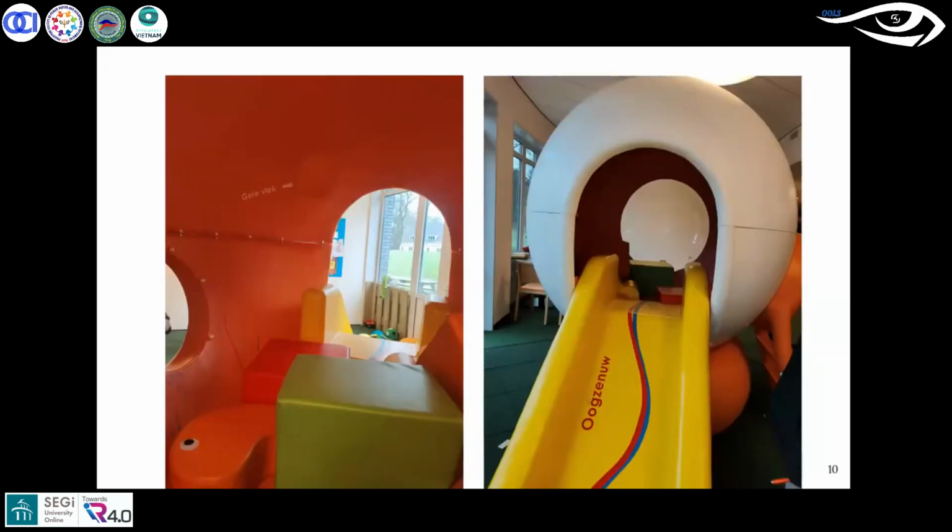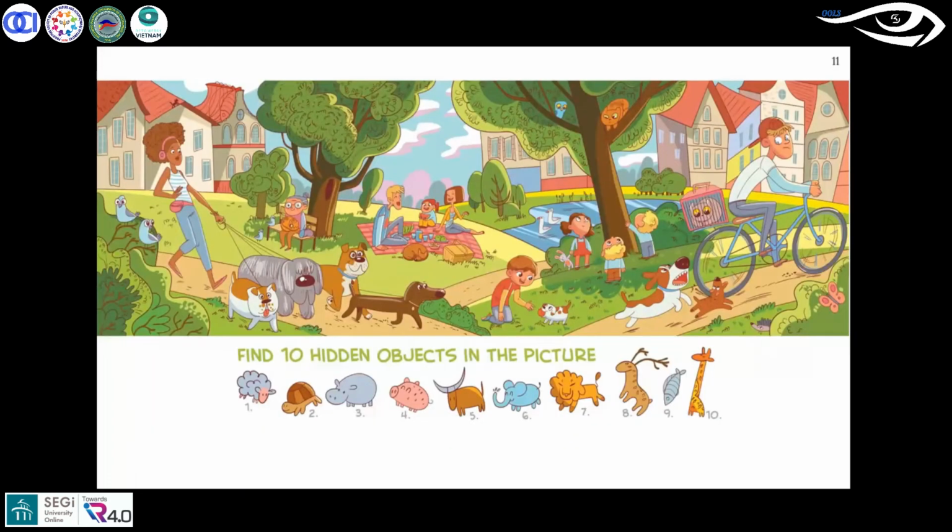But children with CVI will not be able to discriminate this 1 or 2D image immediately because of the absence of the ventral stream. Now, what about this picture? Could you find 10 hidden objects in this picture?